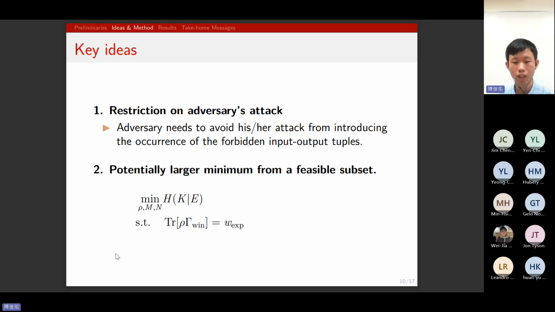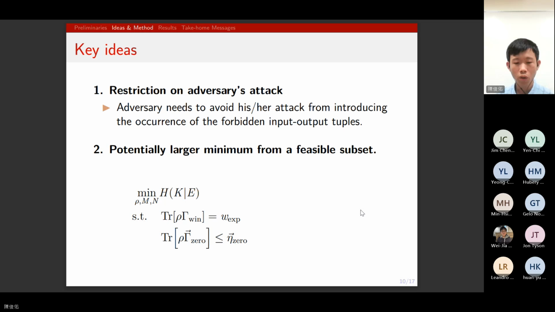So in this case, you can consider a set of feasible solutions which satisfy this winning probability constraint. Moreover, when we add one or several zero probability constraints, we further enforce that the probability corresponding to those input output tuples cannot be larger than this eta zero. Because there may be several constraints, I use a vector here.